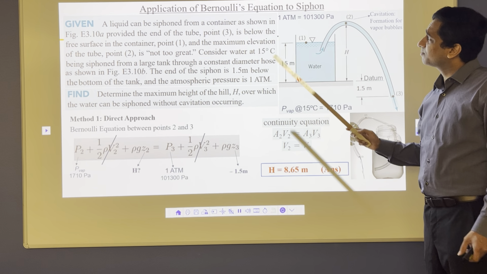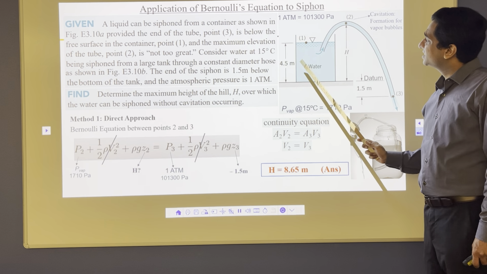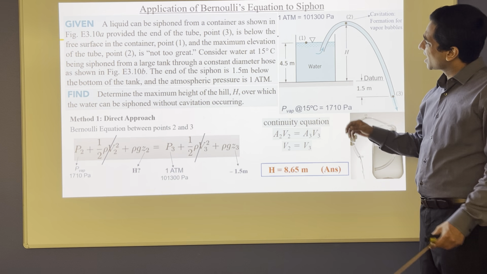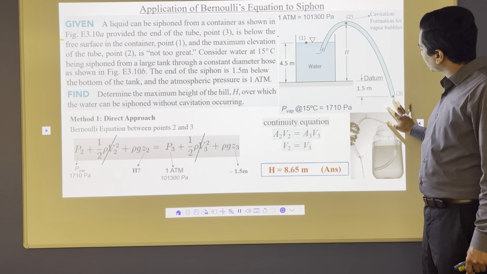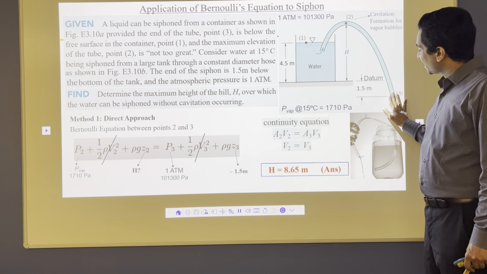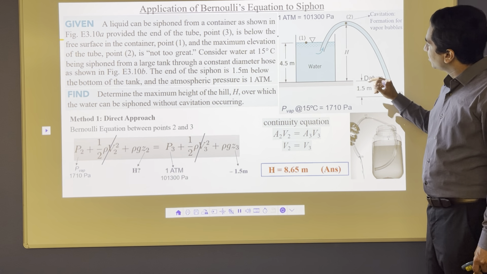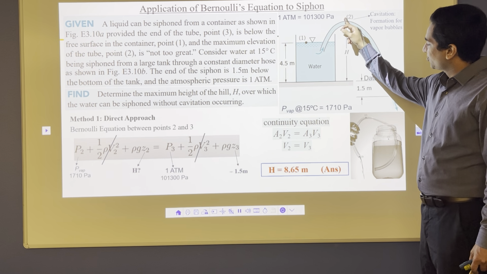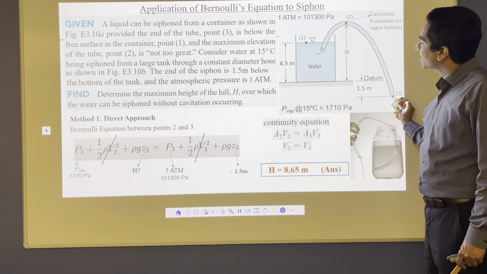Now for this application of Bernoulli's equation to a siphon, we did this kind of problem. This is from a book. What has happened in this problem is that we have a large tank here, and that tank is transferring water somewhere here. What we want to find out is, what is this maximum height? In general, we are going to get low pressure here, and because of that, water is going to get sucked in, and then it goes to point 3.